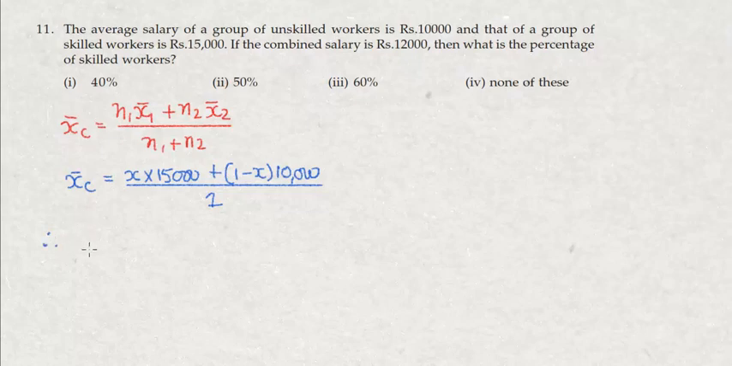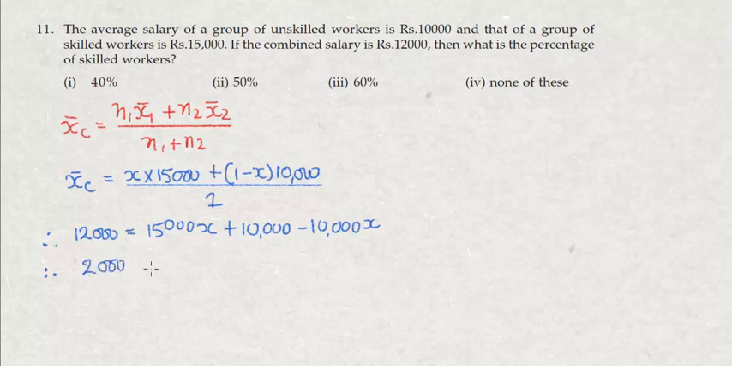Now x bar combined is already given 12,000, so we can write down our equation like 12,000 is equal to 15,000x plus 10,000 minus 10,000x. I just open the bracket here. So now let me take this 10,000 on the left side of the equation, so it will become 12,000 minus 10,000 is equal to 2,000 is equal to 15,000x minus 10,000x will become 5,000x. So the value of x here is 2,000 divided by 5,000 is equal to 0.40. So 0.40 is the proportion of the skilled workers.